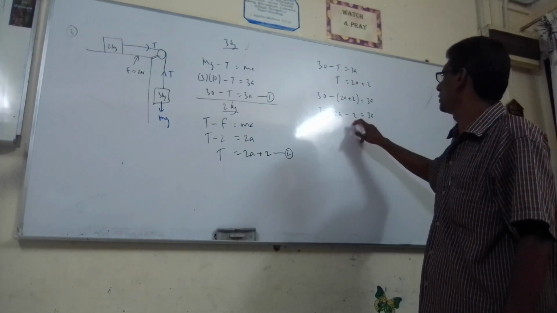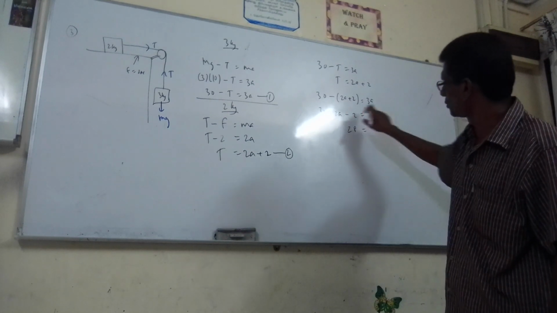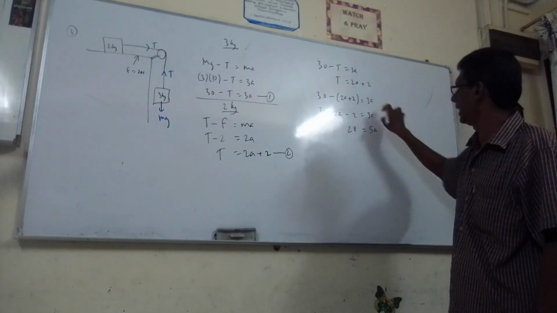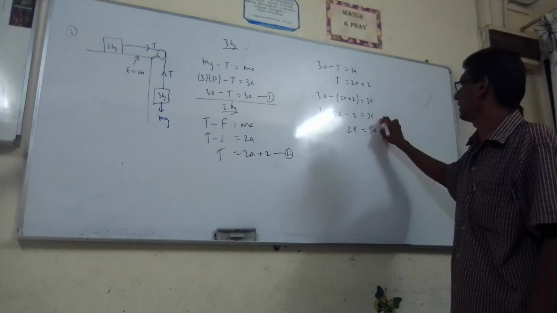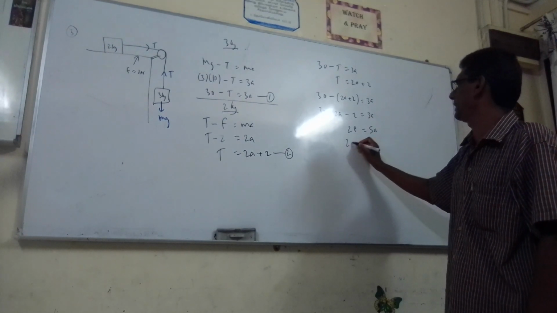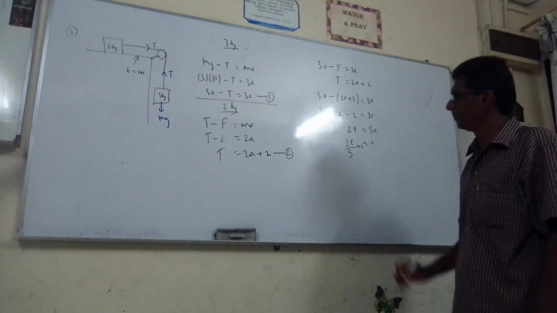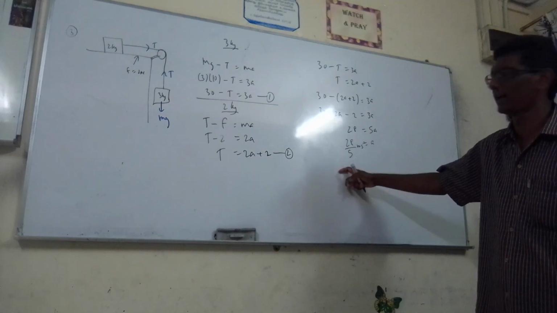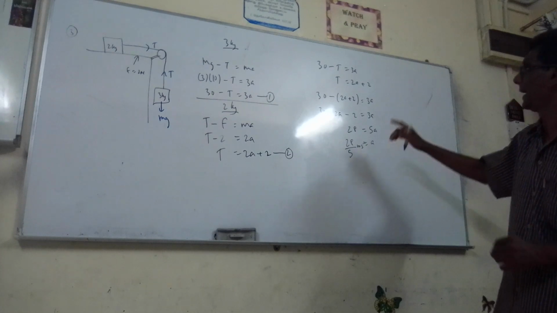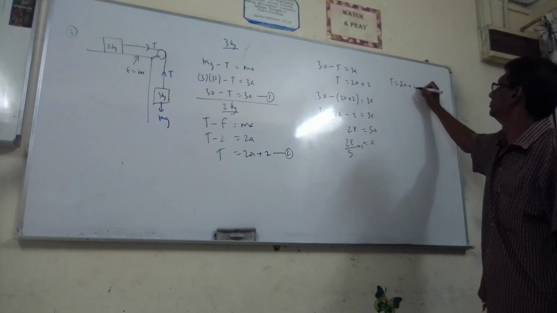So 30 minus 2 is 28, and you bring the 2a to the other side, so 3a plus 2a is 5a. So a equals 28 divided by 5 meter per second square. That's the acceleration. And to find T, T equals 2a plus 2.